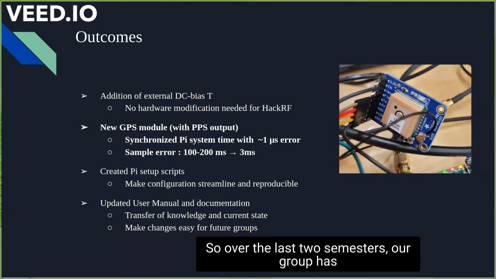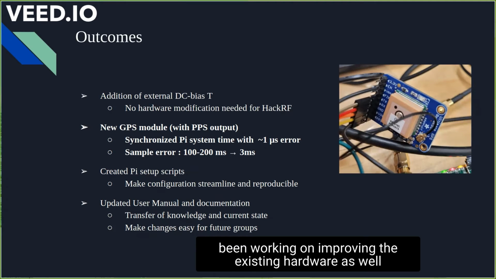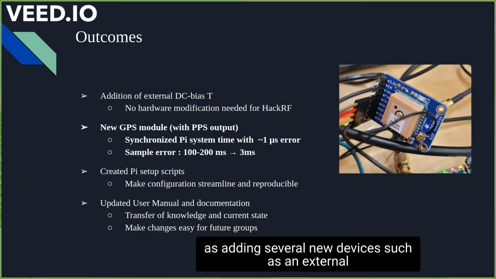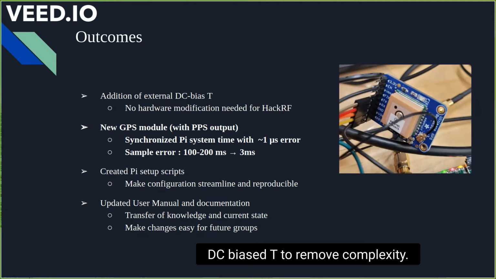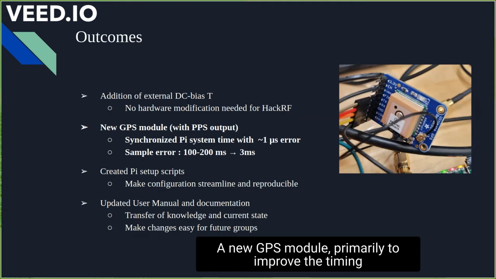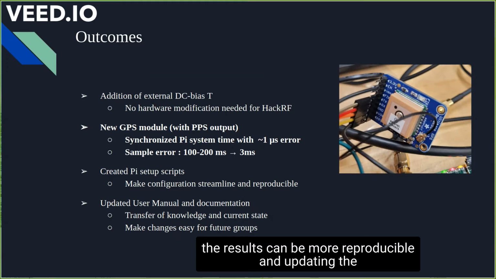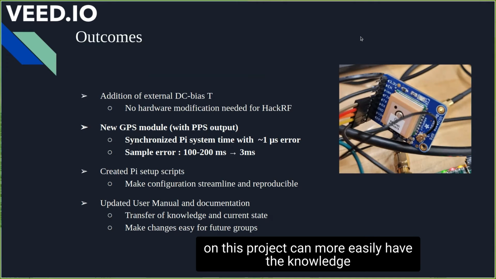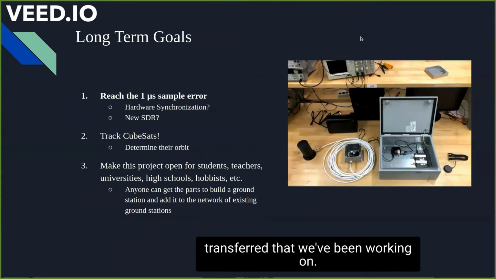So over the last 2 semesters, our group has been working on improving the existing hardware, as well as adding several new devices, such as an external DC bias tee to remove complexity, a new GPS module primarily to improve timing because of the PPS output, creating new setup scripts so that installations can be done more streamlined and the results can be more reproducible, and updating the user manual and documentation so that future groups working on this project can more easily have the knowledge transferred that we've been working on.